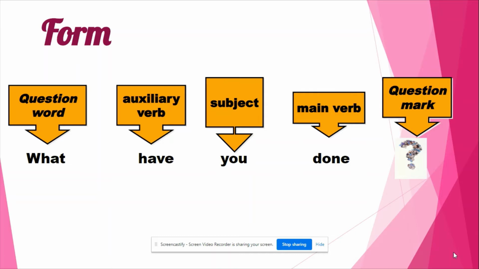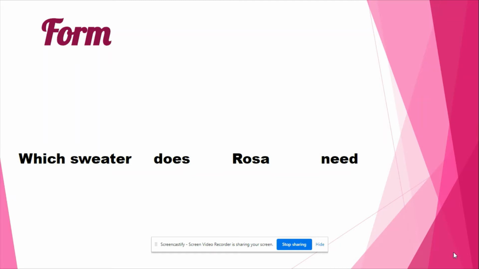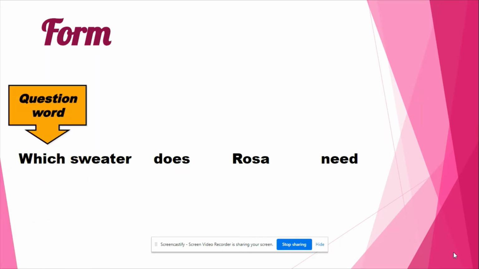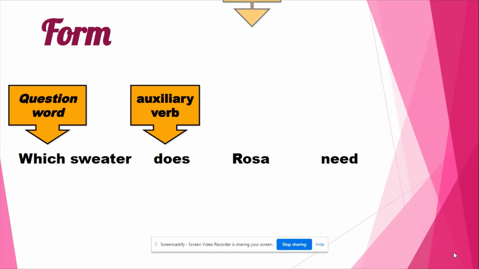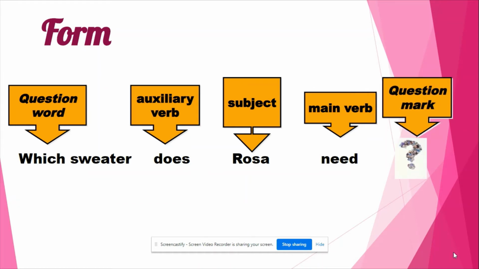Okay, let's look at another example. So which sweater does Rosa need? Again, we have our question word, which one is it? Very good. Which? What else do we need? Yes, we need an auxiliary verb. Then what do we need next? We need our subject. And finally, what else do we need? Not finally, but close to finally. Yes, we need our main verb, and we can never forget our question mark to end the question properly.